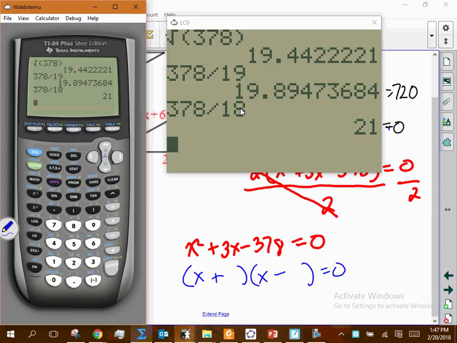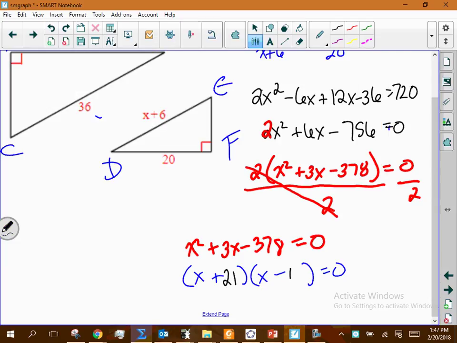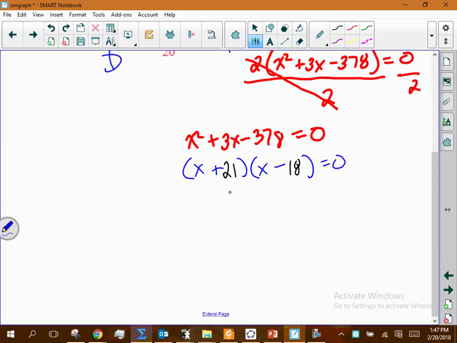So 18 and 21 are the two factors that multiply together to give you 378, and they're the two that are 3 units away from each other. Does that make sense? And that square rooting will allow you to get a good starting place. So 18 and 21: 21 has to be positive, 18 has to be negative, right? So then when I set these equal to 0, x plus 21 equals 0 and x minus 18 equals 0. So x then ends up being negative 21, and x equals positive 18, right?